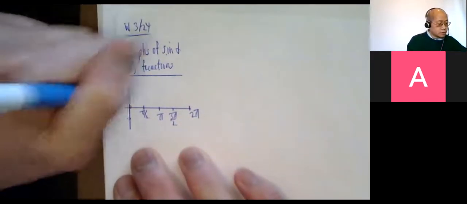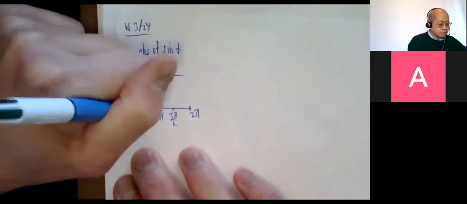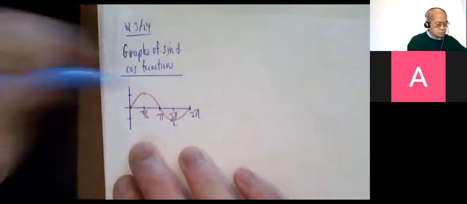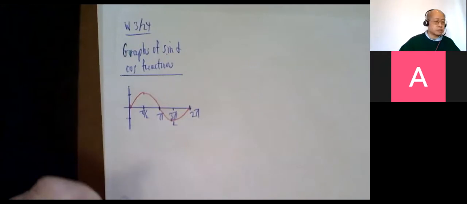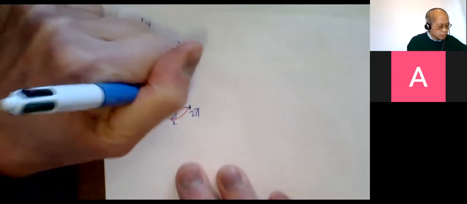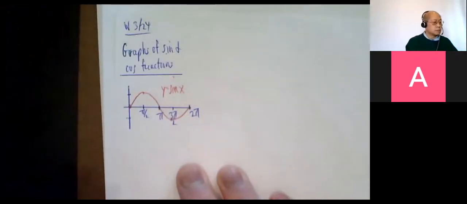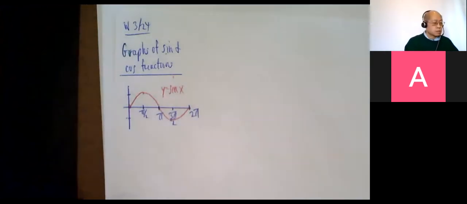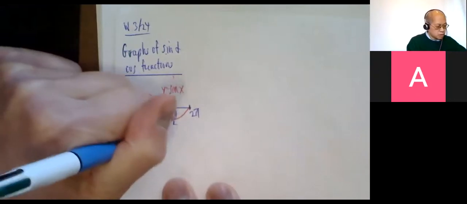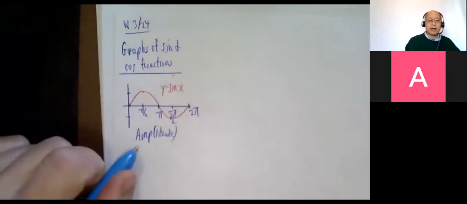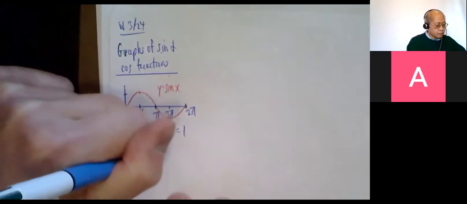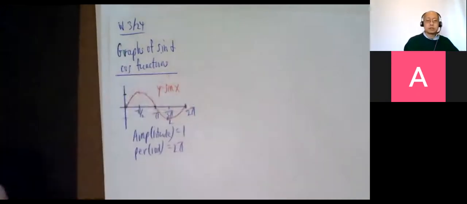Okay, sine of 0 is 0, reaches its maximum, then 0, minimum, 0. So it looks like so. Okay, so this is one period of the sine function, y equals sine x. Right, so the basic sine function has an amplitude, and I'll abbreviate amplitude with amp. Amplitude is 1. Period, which I'll normally abbreviate with PER, is 2 pi.